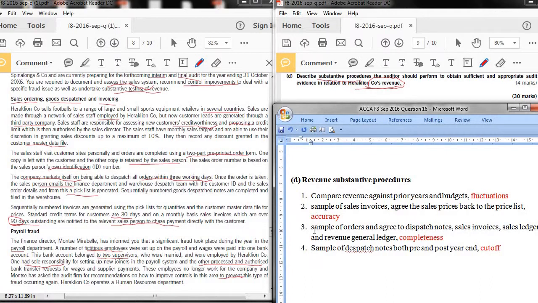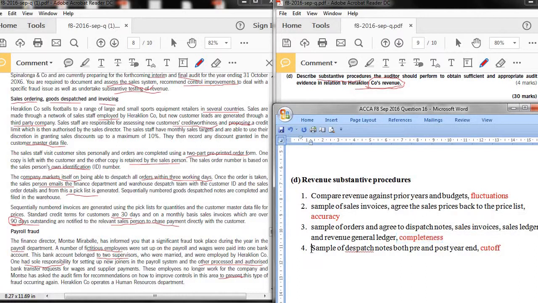The third procedure would be to check the cycles. We have to take a sample of orders and agree them with the dispatch notes, and we need to check that sales invoices have been generated for those dispatch notes, and we need to verify them in the sales ledger and then with the revenue ledgers. This will show the completeness of the revenue.